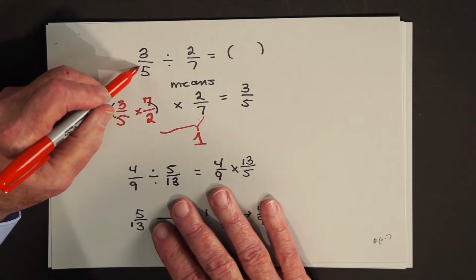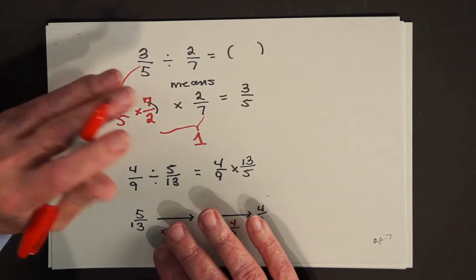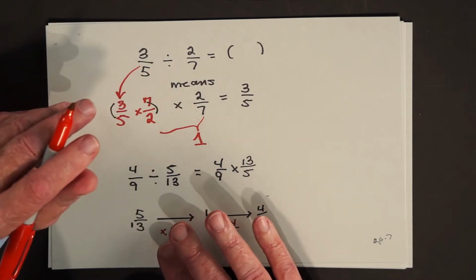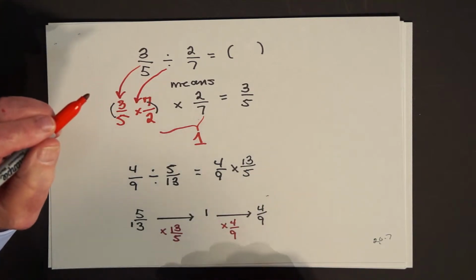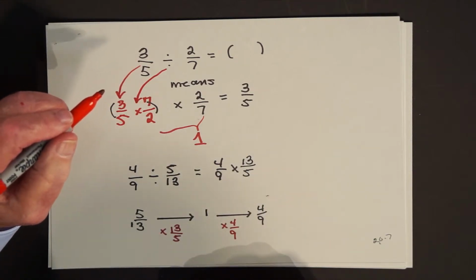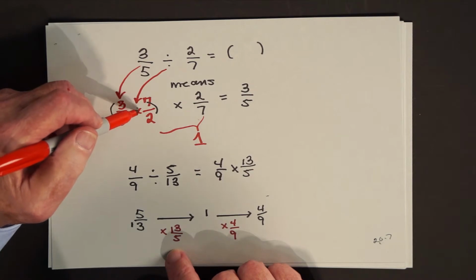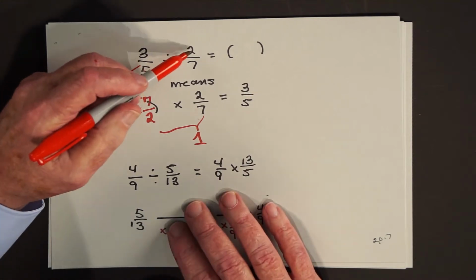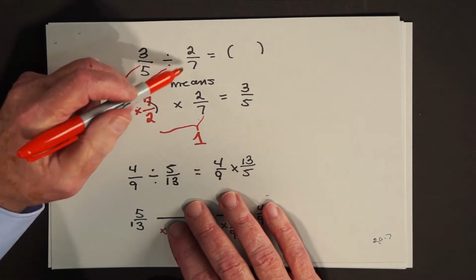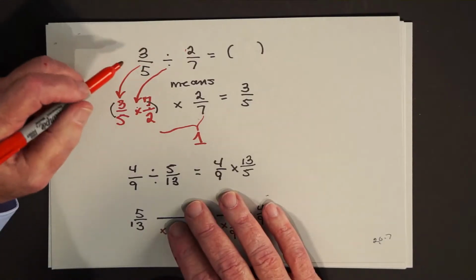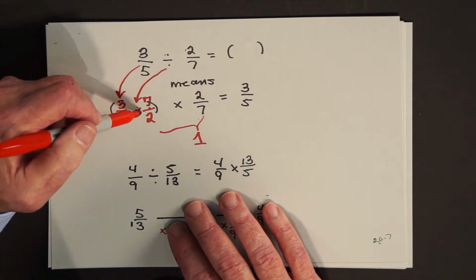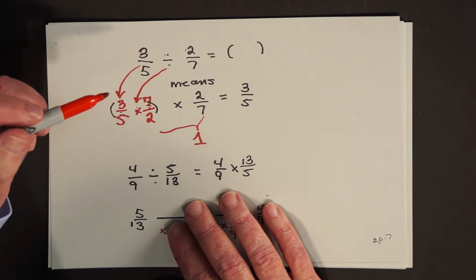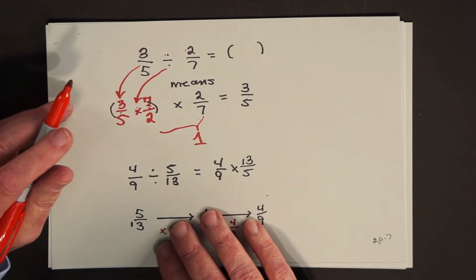3/5 started the problem. The 3/5 is still there. So the first step is leave the first number alone. There was a division sign here. There's a times sign here. So the second step is to say, change the division sign to a times sign. The second number doesn't appear over here, but what does appear? It's reciprocal. It's inverse. So you say, okay, leave the first number alone, change the division to a times, and invert the second one. And lo and behold, there's your answer.